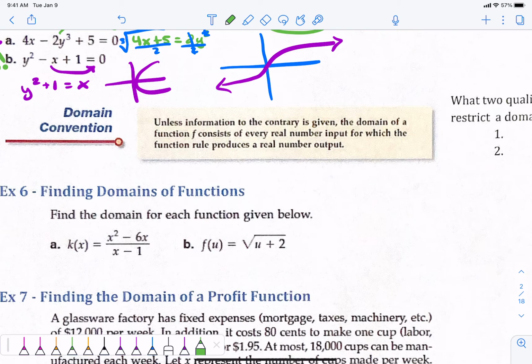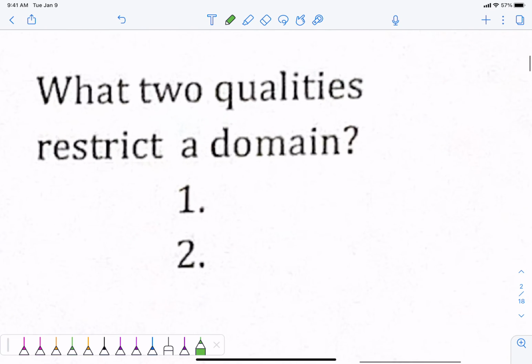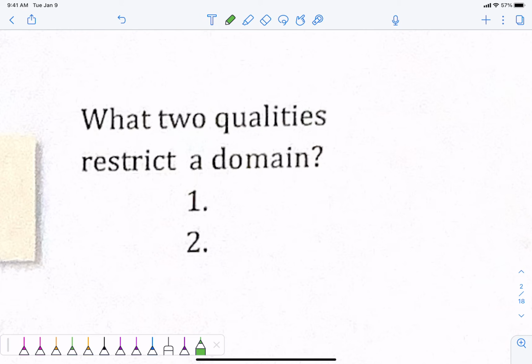All right. Now, this next part is something that we will use the rest of this chapter, and it is called finding the domain. Listen to this, and I will use this in trig. I'll use this again in calc. We'll talk about this. What two things screw up the domain?